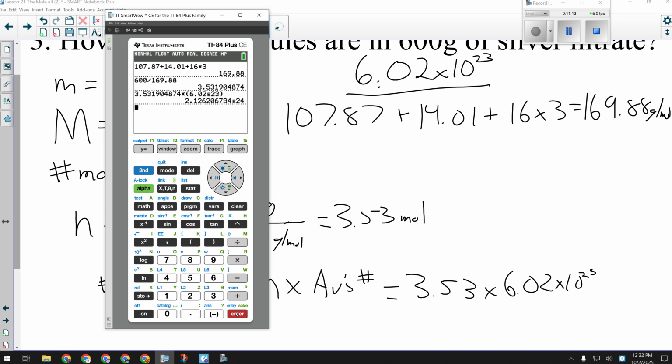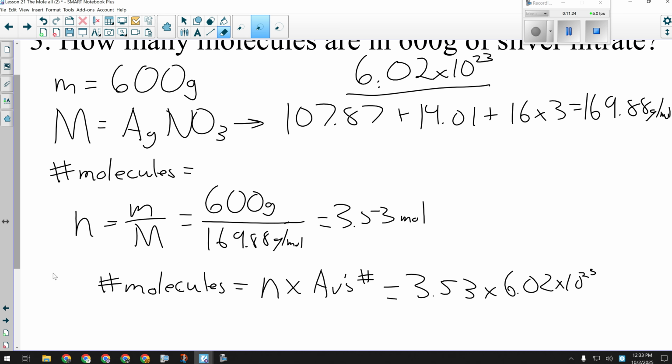And 23 and close bracket. All right, so my final answer then is that, and we can round this to 2 decimal places, 2.13 times 10 to the 24. Okay, so my number of molecules will be 2.13 times 10 to the power of 24 molecules. Okay, now that makes sense. That number is bigger than Avogadro's number. 3.53 times bigger than Avogadro's number.